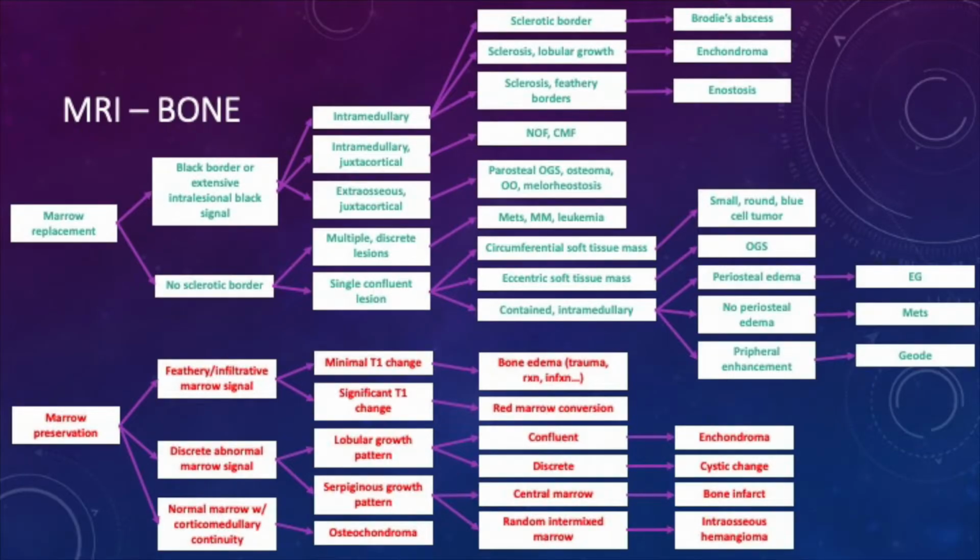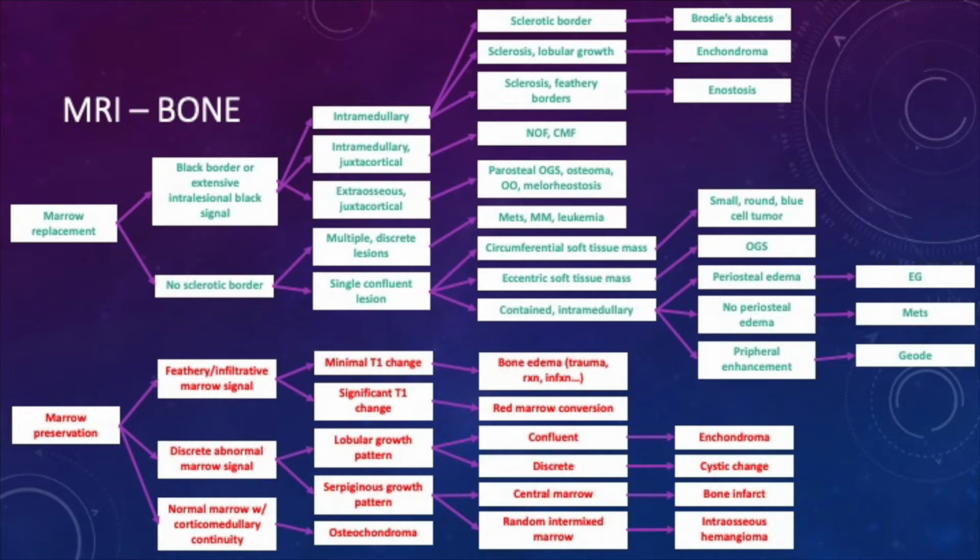When we get to the bone MRIs, we want to know, as we talked about before, look at that T1 and see, is there marrow replacement or is the bone marrow preserved within the lesion? If it's preserved or replaced, we go in very different directions. Again, we want to know, is it infiltrative throughout the marrow? Is it discrete? Is there a border to it? No border? Is it intramedullary? Is it extraosseous? We want to know a little bit about the growth pattern, whether it's lobular or serpiginous.